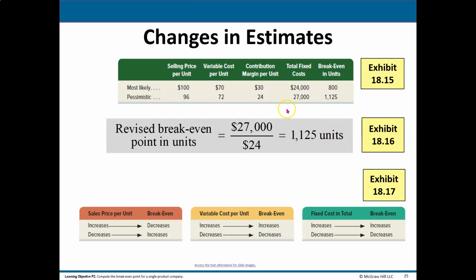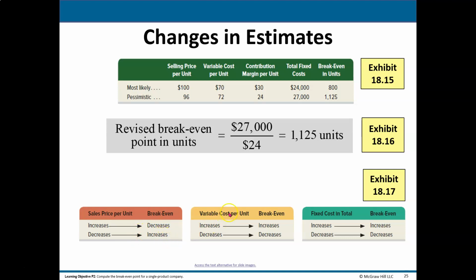Now, from this, I can learn three different things, three different behaviors with regards to my estimates. If my sales price per unit increases and everything else stays the same, my variable cost per unit stays the same, and my total fixed costs stay the same, then my break-even point would decrease. However, if my sales price per unit decreased and everything else stayed the same, then my break-even point would increase.